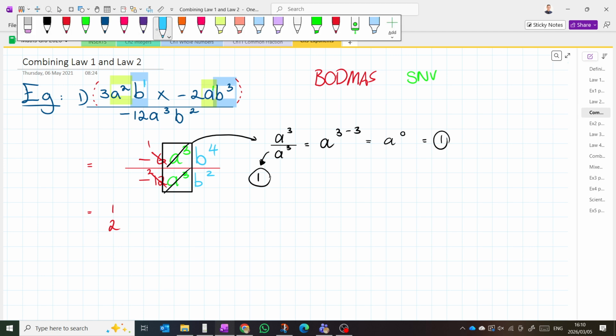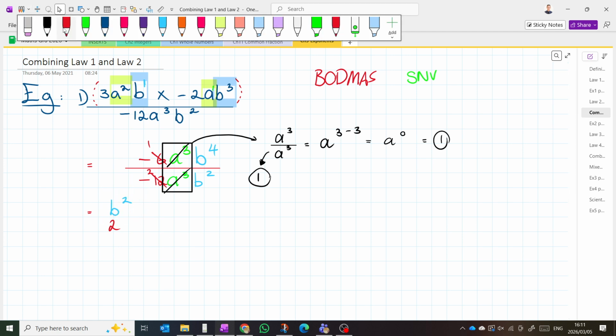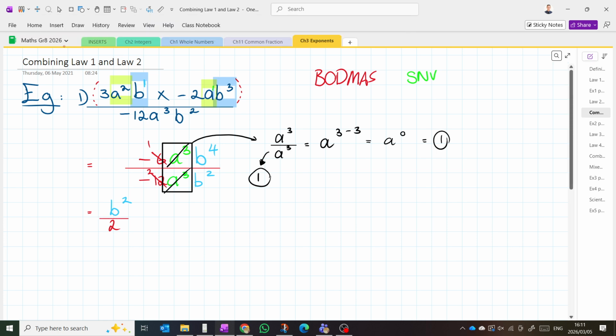Then we look at our b's. B to the power 4 divided by b to the power 2. Again, we're going to use the shortcut. I'm going to subtract the smaller power from the larger. So 4 minus 2 is going to give me b to the power 2. My larger power was in the numerator, so my answer goes in the numerator, b to the power 2. And now that I know there's something in my numerator, not nothing, I can exclude the 1. I do not have to, but I can, and I can say my final answer is b squared over 2.